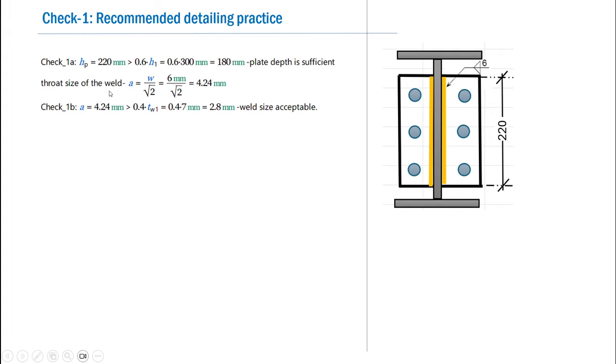And the second check to be performed is regarding the throat size of the weld. We know that the weld size assumed W is 6 mm, which means that the corresponding throat size will be 0.7 times W, that is 4.24 mm. And this throat size should be greater than 0.4 times the web thickness of the supported beam, that is 0.4 into 7, that is 2.8 mm. So we find that in this calculation, all the parameters or the dimensions of the plate or the weld conform to the normal detailing practices.